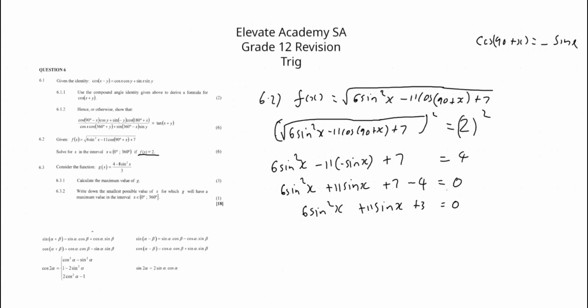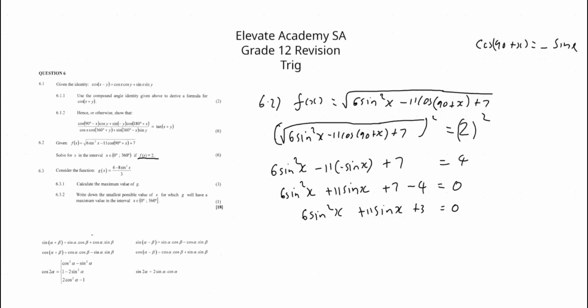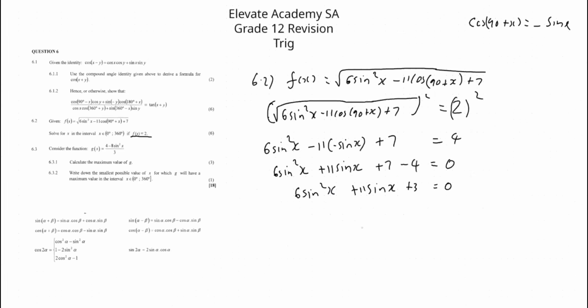And this is a trinomial. So what we're going to do here, since this is a trinomial, is factorize it. There's no common factor here, so we have to factorize. And when we factorize this trinomial, we're left with (3 sine x plus 1)(2 sine x plus 3), and that's equal to 0.